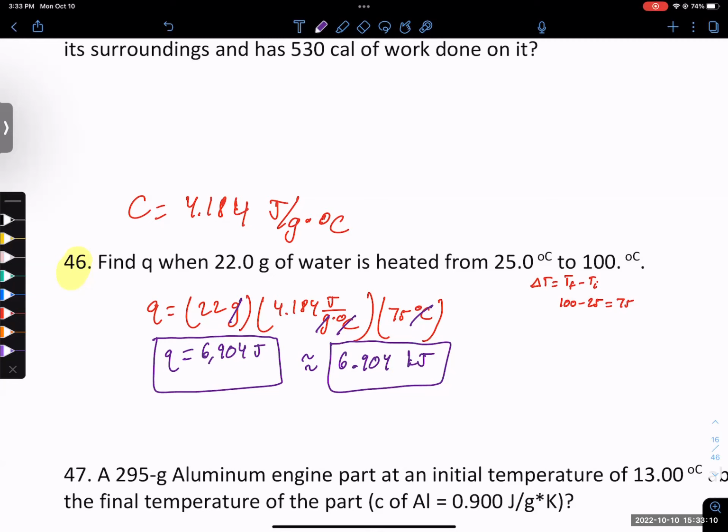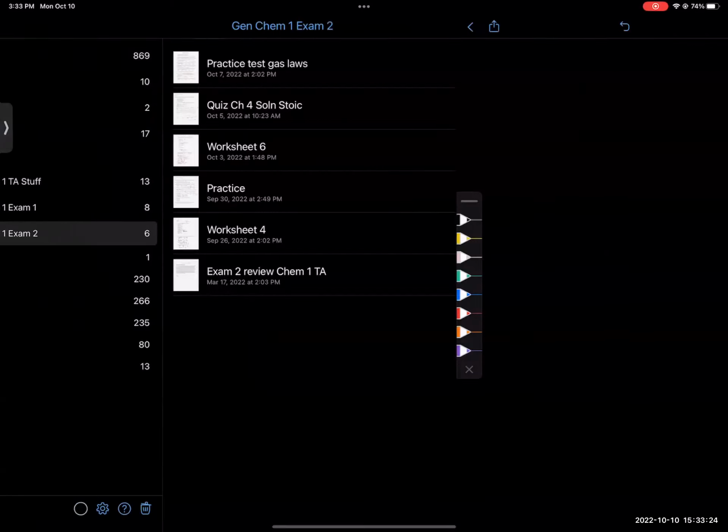But again, this will be multiple choice. You'll see the answer choices: if they're in joules, you have one answer, and the kilojoules is the other one. All right, so that's the last question for today. Are there any other questions?